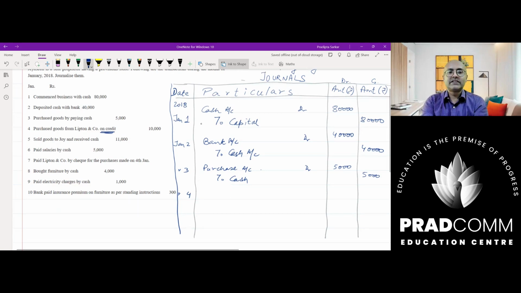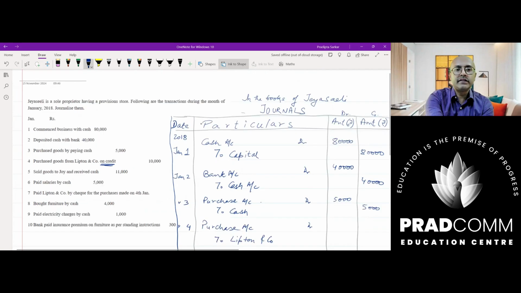So purchase account debit, expense, to Lipton and Company. What was the amount? It is 10,000.